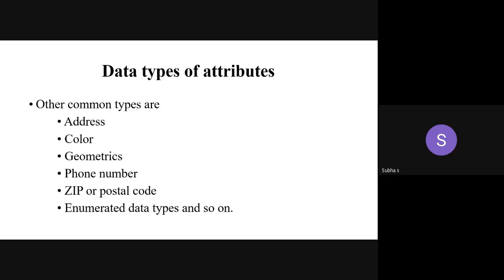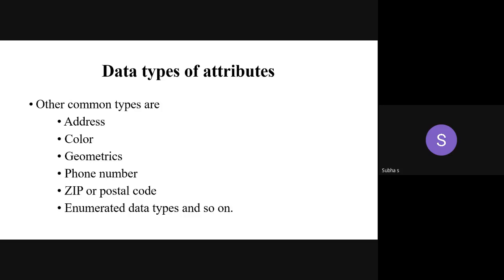Other common data types are address. I can give address as a data type, or color. If you're going to make some application related to image processing, you can make use of color as a data type. Then geometrics, mentioning different shapes for the mathematical domain. Phone number can be a data type. A postal code or pin code or zip code can be considered as a data type, or any other enumerated data types, and so on. All these can also be used as data types for the attributes.